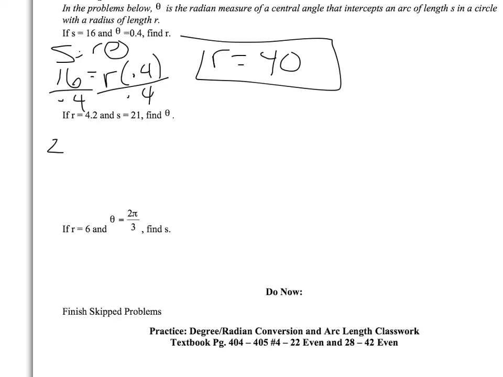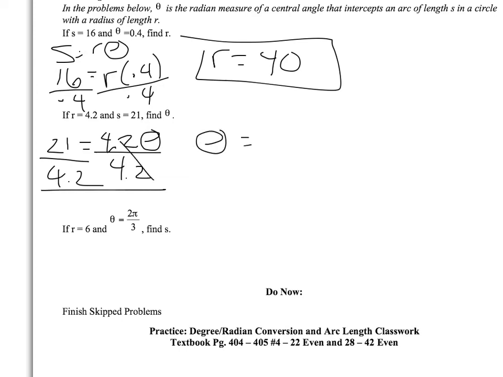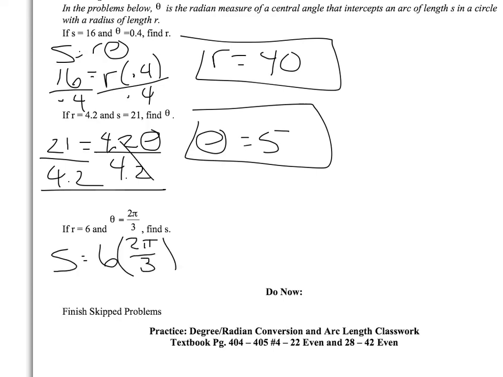Looking at the next one, for S equals R theta, it's going to be 21 equals 4.2 theta. Divide by 4.2. And we end up getting theta equals 5. And finally the last one, it says find S. R is 6, theta is 2 pi over 3. 6 times 2 pi over 3 as a radian value, or in terms of pi, is 4 pi. 4 pi as a decimal is about 12.6. At this point, for the do now, you can do the problems that I did skip.